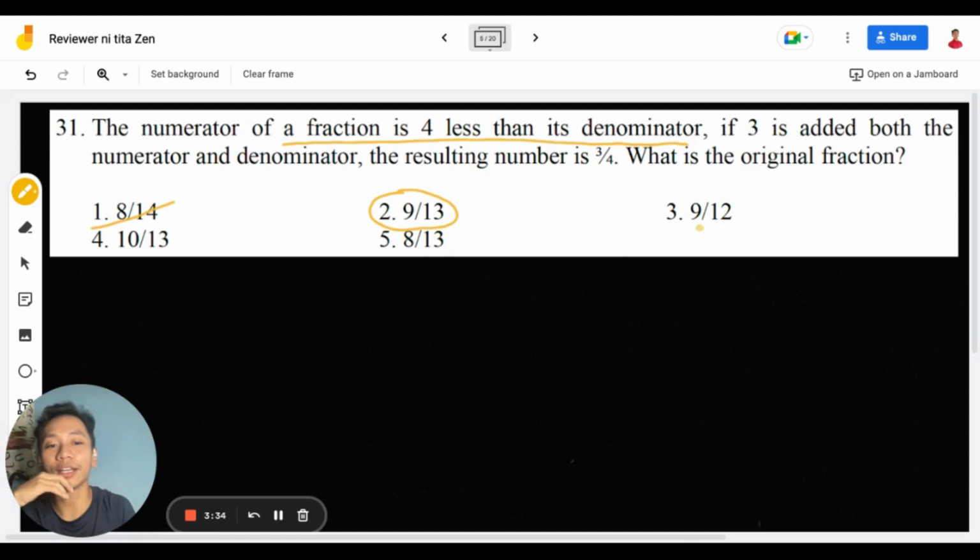And then, sa number 3, 9 over 12. This is again not qualified kasi 10, 11, 12. Tatlo lang yung distance nila. Ganun din kay 10 over 13. And then, of course, si 8 over 13.